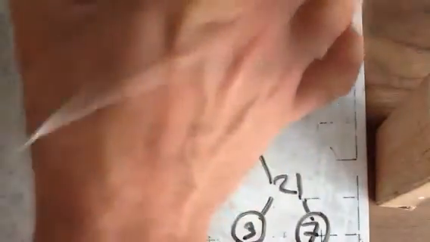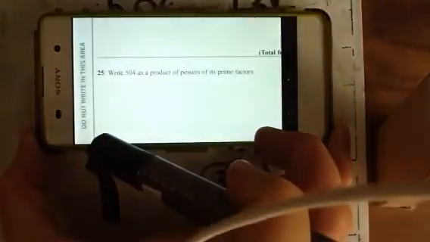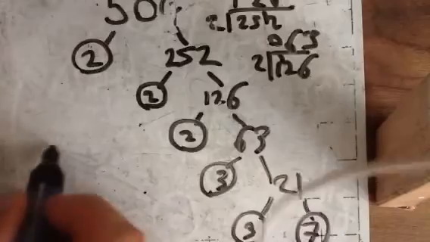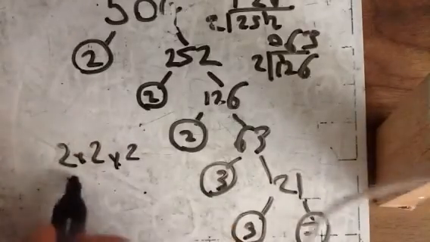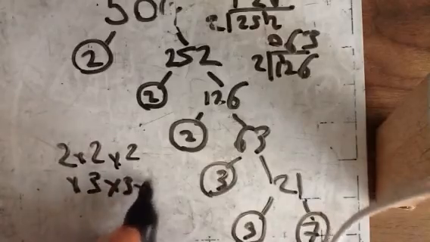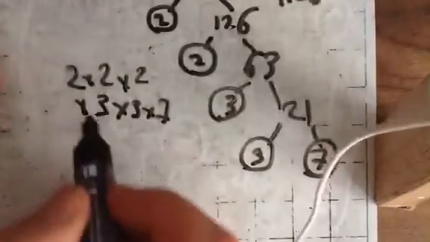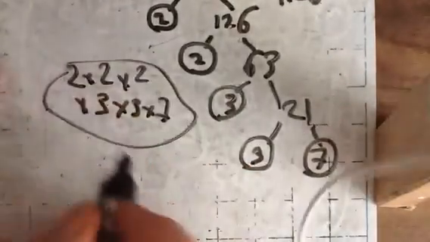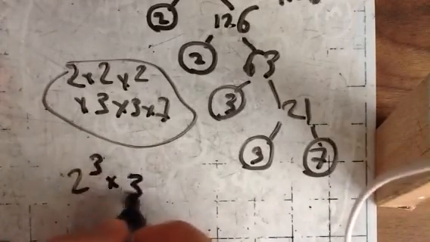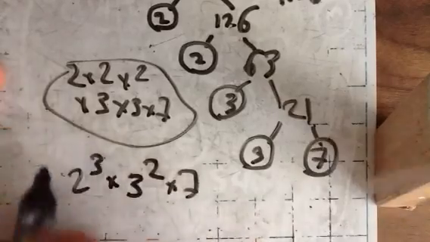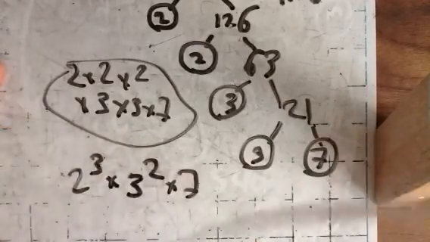But again, the question did say write it as a product of its prime factors. So I need to finish it by doing 2 times 2 times 2 times 3 times 3 times 7. Now this is the answer. But if you want to put it in indices form, it's 2 cubed times 3 squared times 7. If the question doesn't ask for it in indices form, we don't have to put it in indices form.